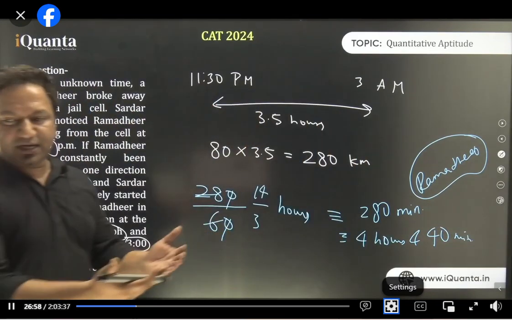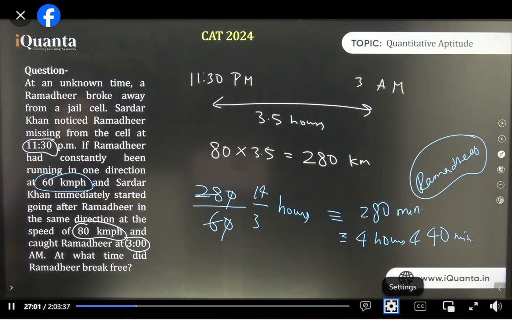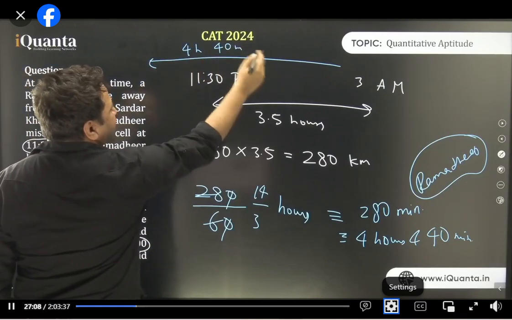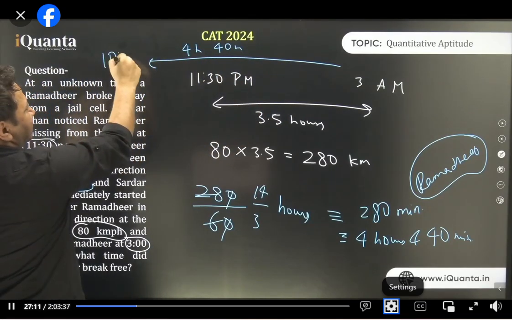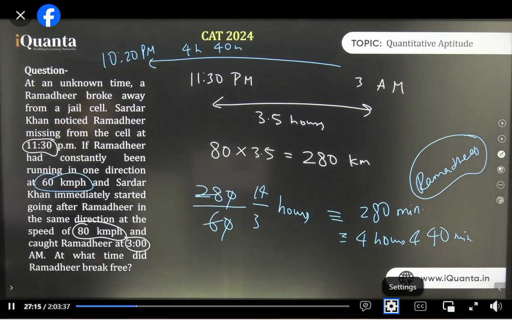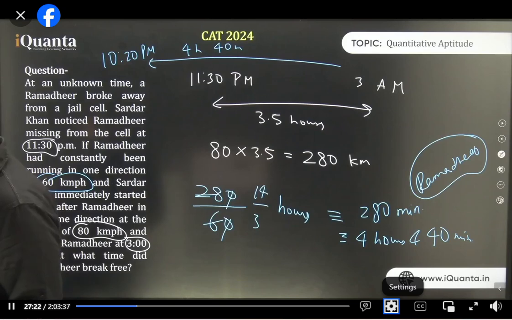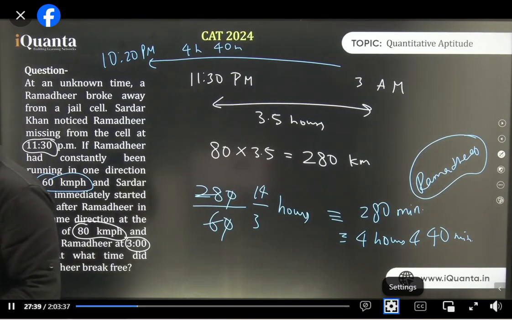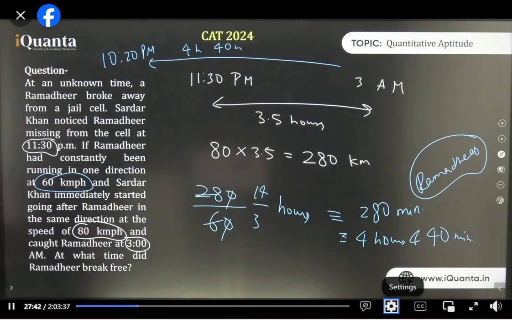So what will be 4 hours and 40 minutes before 3 AM? Let's go back. 4 hours back, 11 PM, 40 minutes back, 10:20. So basically, Ramadhir must have run from the jail at exactly 10:20 PM. All right. Clear to everyone?